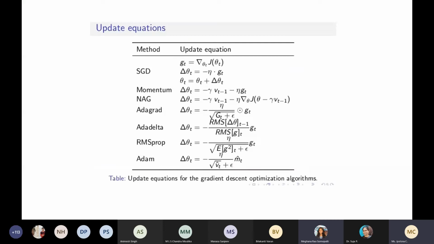I had a question. Yeah, tell me. With momentum, you said it reduces the oscillations. It dampens the oscillation, yes. But RMS prop seems very similar to momentum. Is there a separate use for RMS prop?